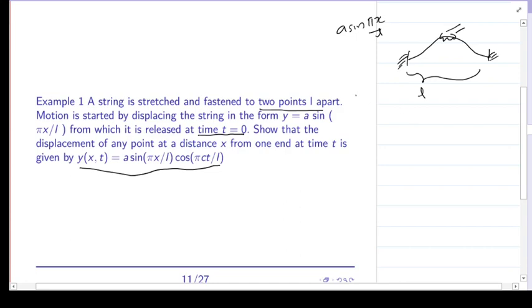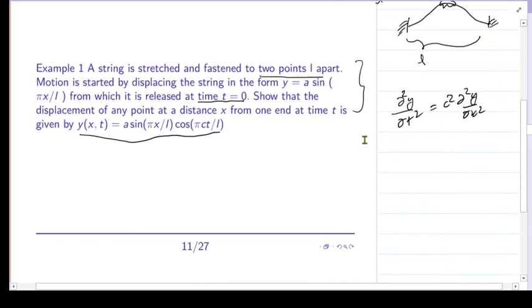Immediately after getting this kind of problem, we have to think about the conditions we have to input. First of all, the one-dimensional wave equation is ∂²y/∂t² = c² ∂²y/∂x². So we have to find the cases of p.